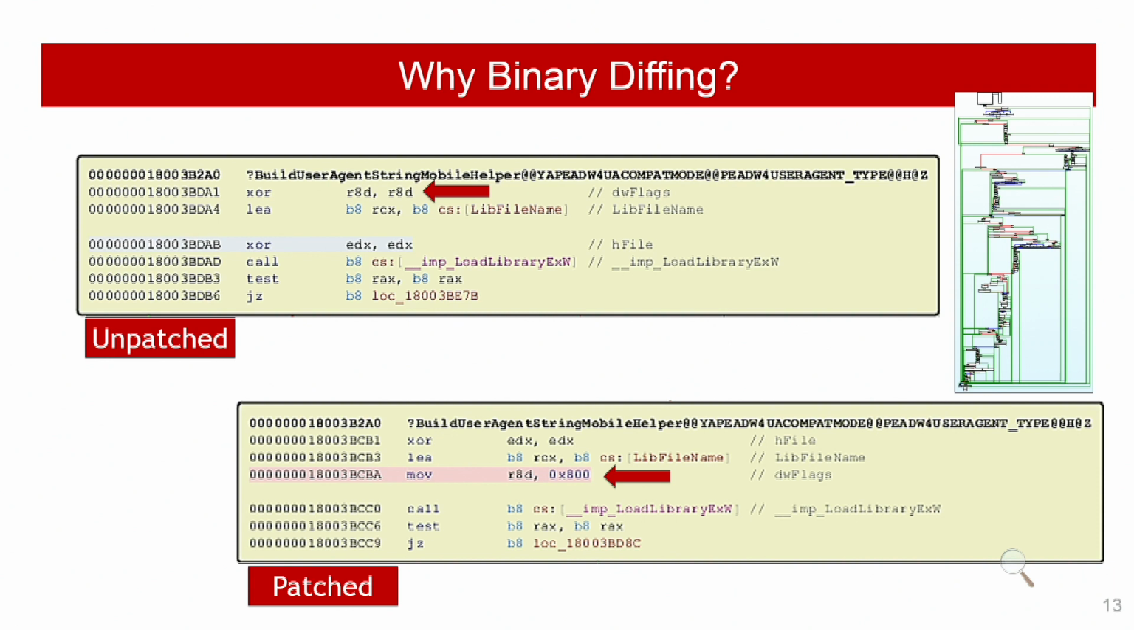When you look up the dwFlags argument on MSDN, when associated with the LoadLibrary call, which loads modules, that indicates something called the safe DLL search order. And on the bottom there, you can see that they are moving the value hex 800 into register r8. And that's the patch. That's all they did in that patch, was change the value that serves as the dwFlags argument.